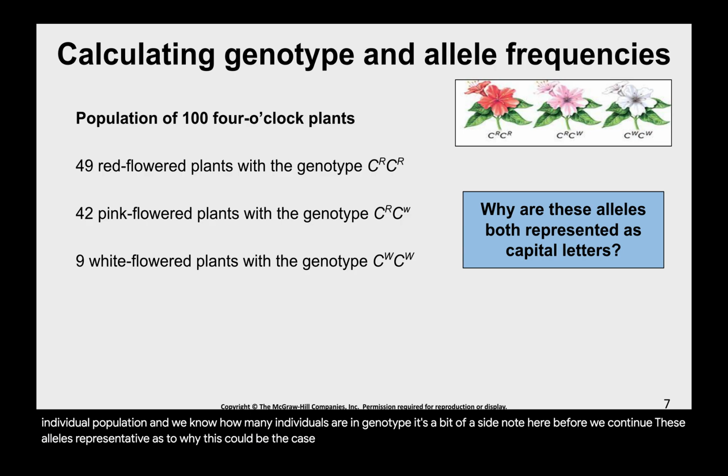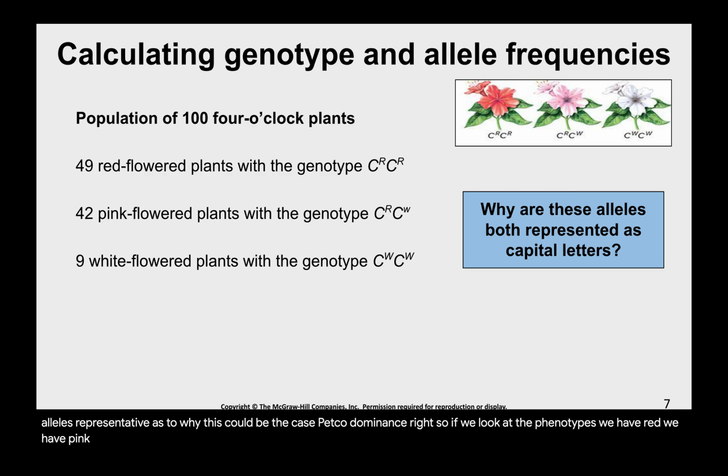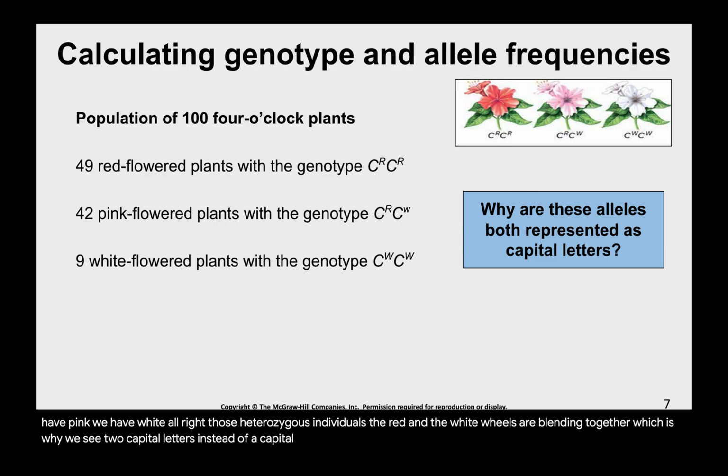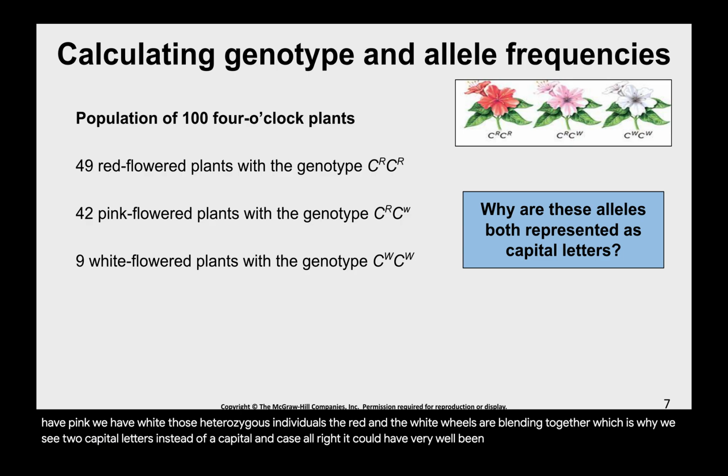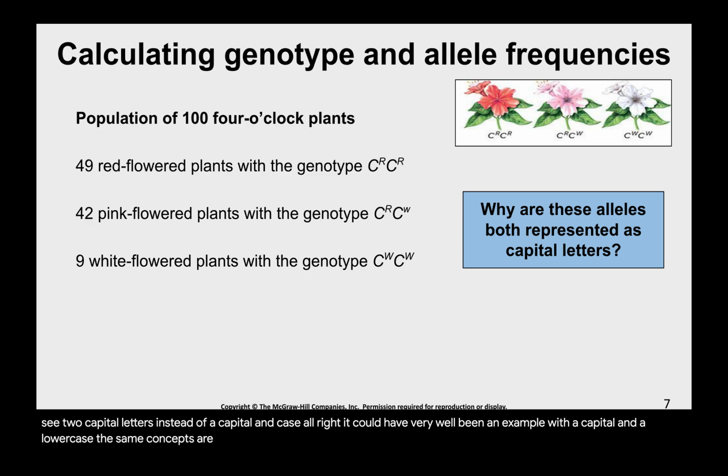Yeah, they have co-dominance. If we look at the phenotypes, we have red, pink, and white. Those heterozygous individuals, the red and the white alleles are blending together, which is why we see two capital letters instead of a capital and a lowercase. It could have very well been an example with a capital and a lowercase. The same concepts are going to apply.